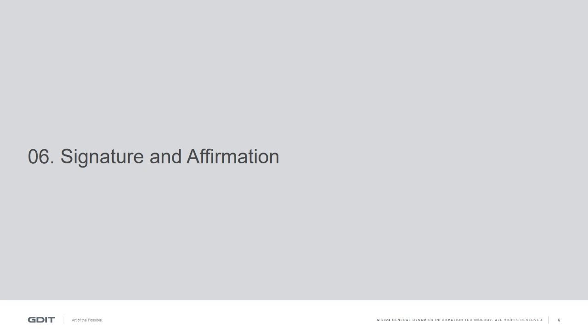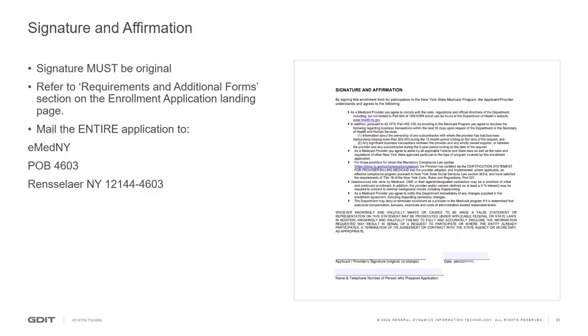Signature and affirmation. The signature on the signature and affirmation section must be original, no stamps. The enrollment application requires additional documents, so please make sure you are including all of them with the application. Please mail it all together to the address provided on the enrollment application. If the application does not contain all of the required documentation, it will be rejected and mailed back. Be sure to keep a copy of everything that is submitted, as requests for copies cannot be honored once submitted and accepted.